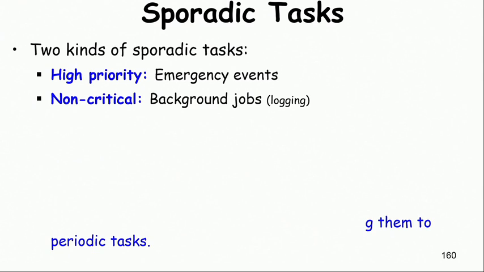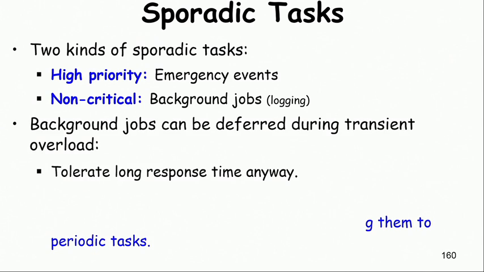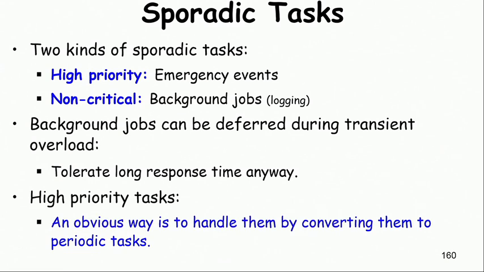But then there are non-critical tasks which can be sporadic. For example, let us say logging of the results. So, once in a while we need to log the results, and such non-critical tasks like logging results etc., they can accommodate some delay in execution, they can tolerate long response times. So, during an overload situation, the background jobs can be deferred, but for high priority tasks like emergency events, we should be able to execute in the rate monotonic framework and should be able to accord high priority to these tasks, so that these meet their deadline.